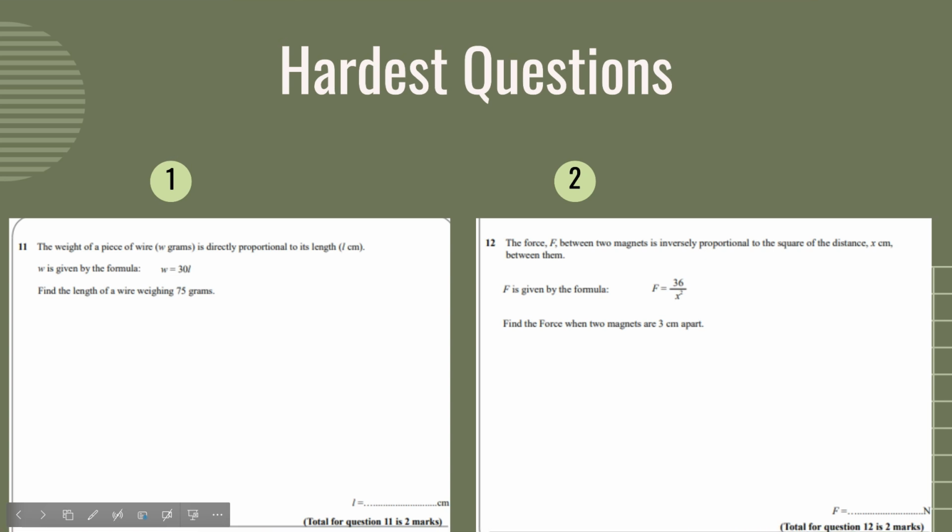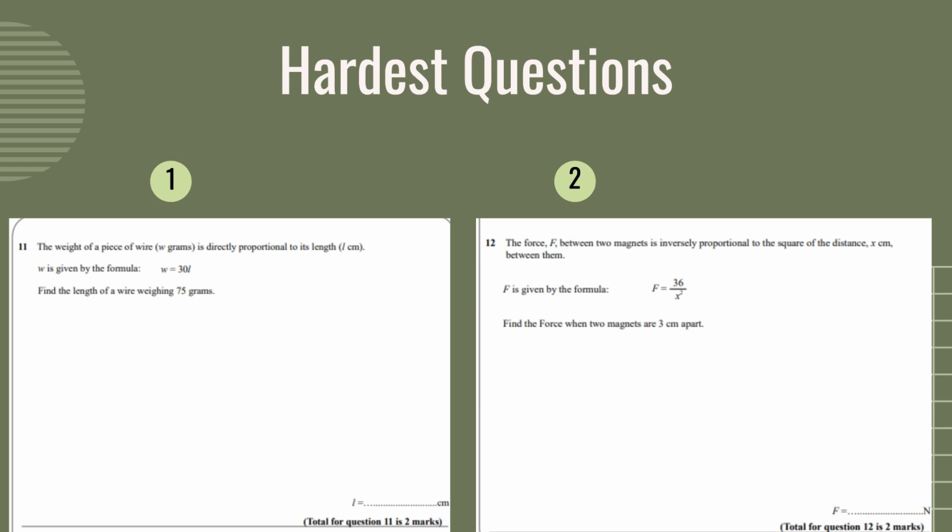Now it's time to have a go at some of the hardest inverse and directly proportional exam questions. Have a go, pause the video and unpause when you've done. So, in our first question, the weight of a piece of wire, W grams, is directly proportional to its length, L centimetres. W is given by the formula W equals 30L. Find the length of the wire weighing 75 grams.